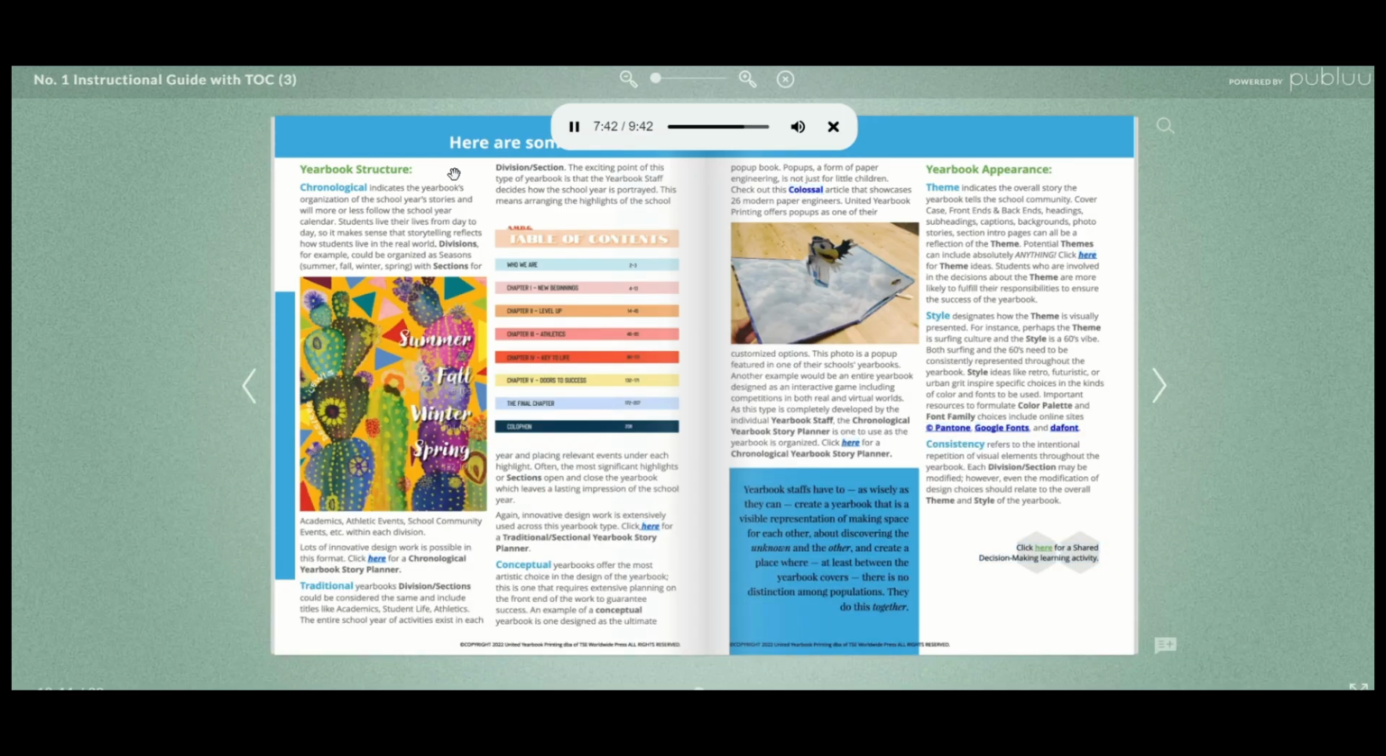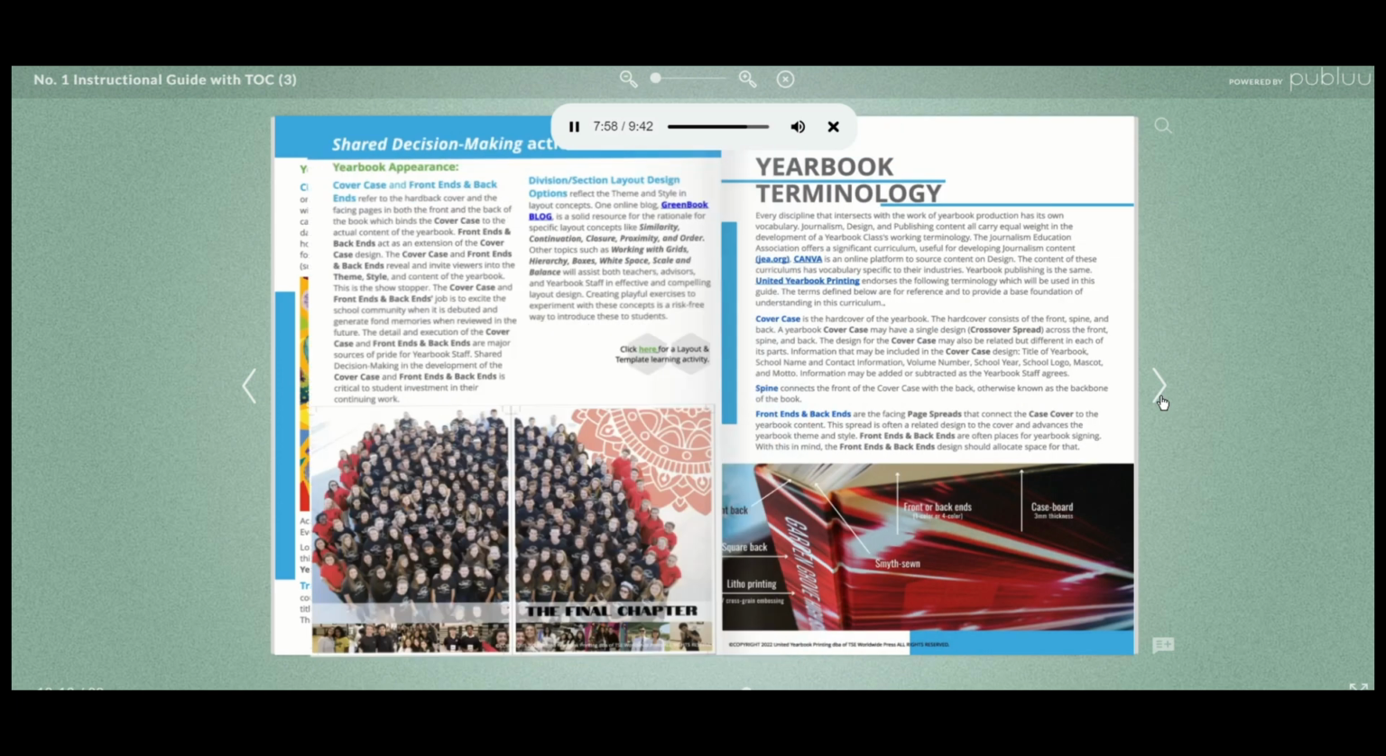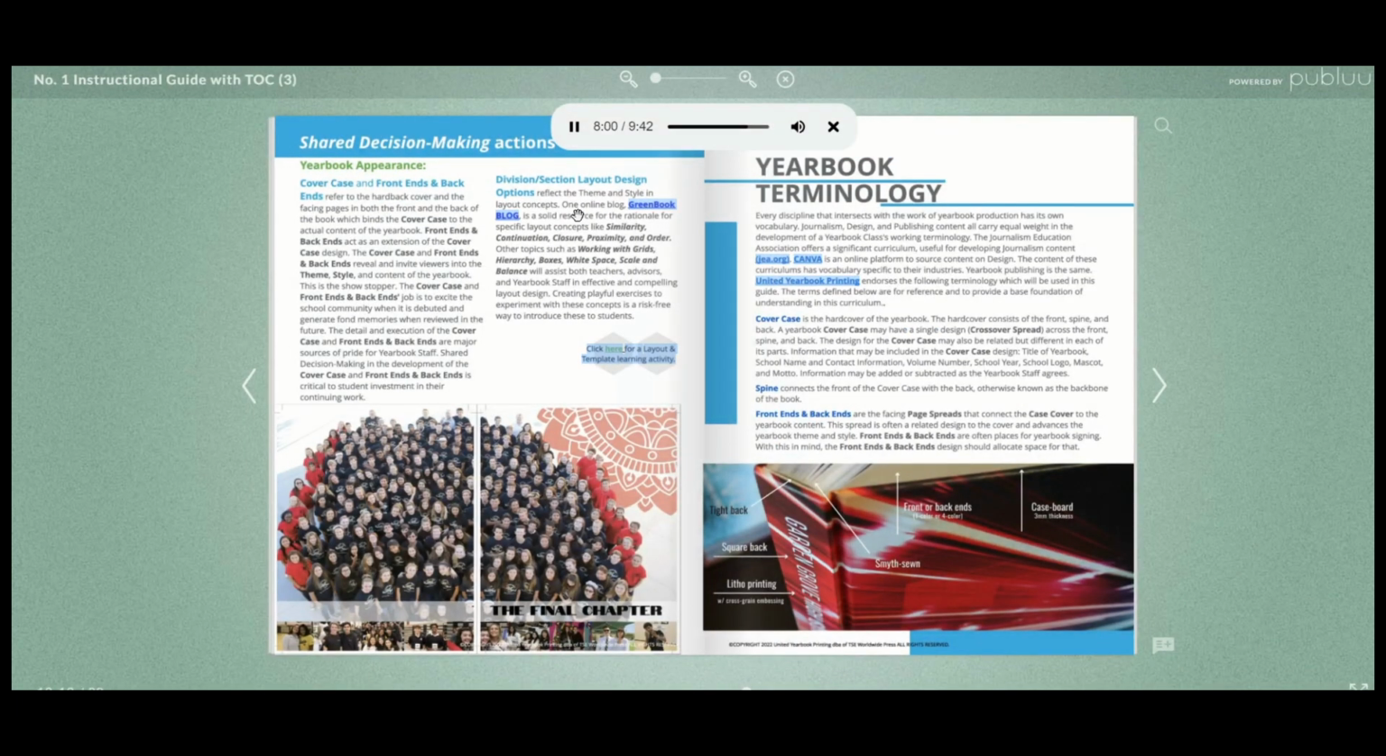Students will also be required to make a decision about the yearbook's appearance as a team. A few decisions they'll need to make include the theme, the style, how to keep consistency in appearance, and in the story of the book. Usually this takes the form of a style guide, the cover case, front ends, back ends, and division section layout design options. The yearbook is a highly visual artifact. Because of this, students must be prepared to make these crucial design choices.